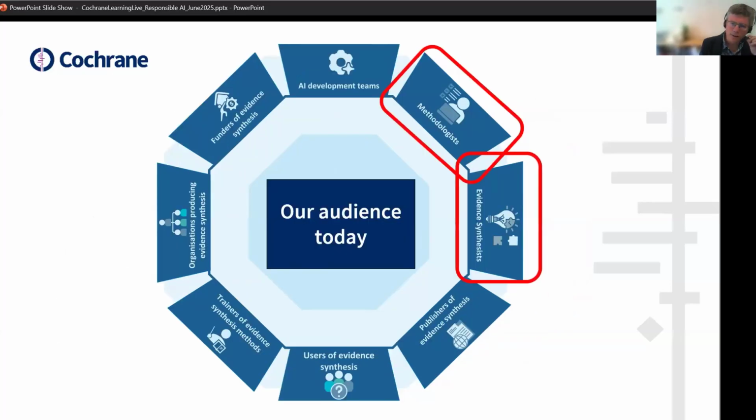So what I'm going to do now is go through in a little bit of detail just two of the main roles that we've got, no doubt, on the webinar today, the evidence synthesists and the evidence synthesis methodologists, and also organizations producing evidence synthesis like Campbell and Cochrane, JPI, CE, and the like.